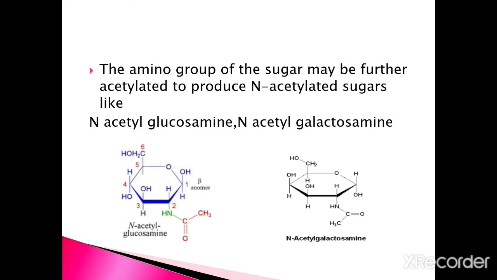The amino group of the sugar may be further acetylated to produce N-acetylated sugar. Examples are N-acetyl glucosamine and N-acetyl galactosamine. That is, at first the hydroxyl group is removed and an amino group is formed, which forms amino sugars. Then this amino group of the sugar is further acetylated to produce N-acetylated sugar.